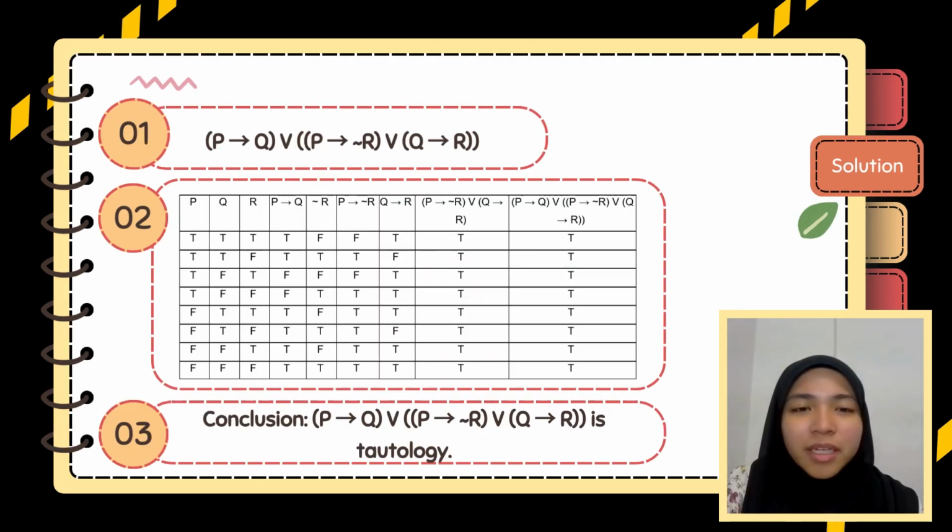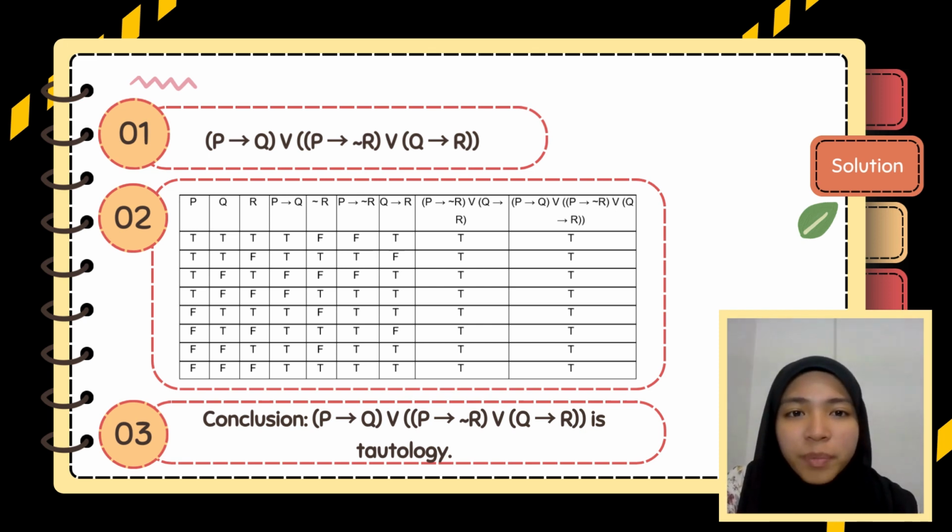Next, I will explain the solution. First, we need to convert the question into the logical notation. So, after we convert it, we get if P then Q, or if P then negation R, or if Q then R. Second step, we need to do a truth table. First, we need to insert 3 inputs, which are P, Q, R.